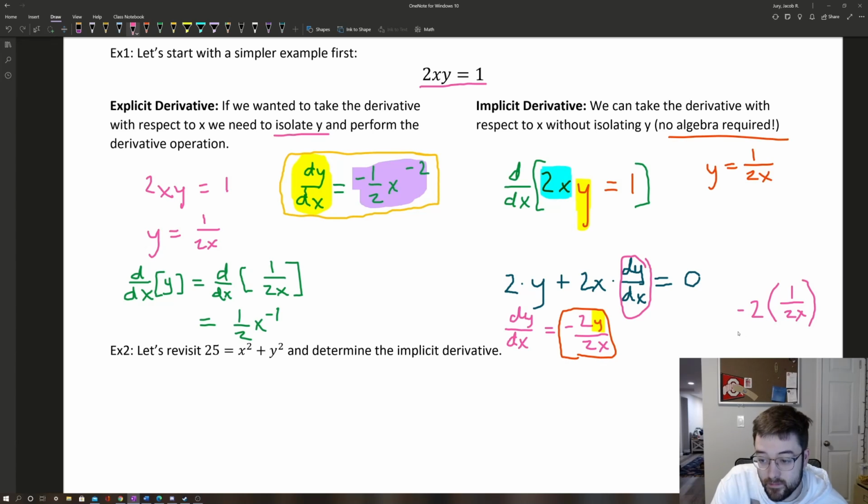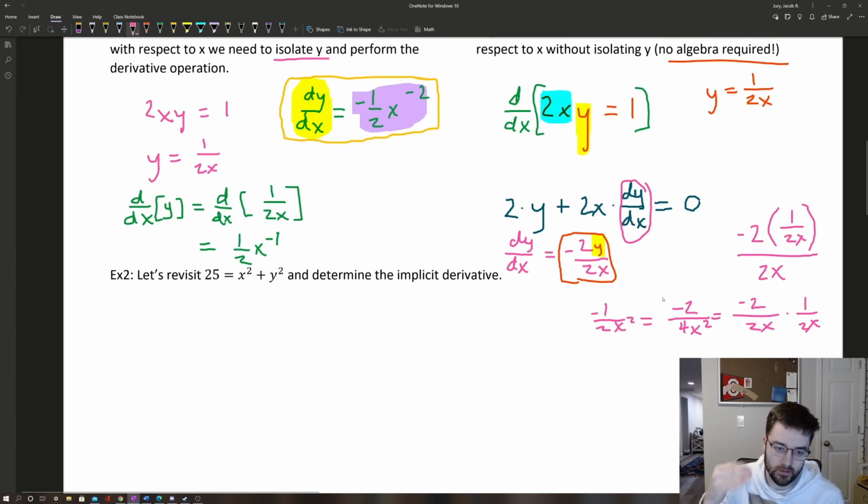In some of these cases down here, I'll show you how we're going to finish these, because they're going to be too complicated to solve for y. But you can see that this is actually going to be negative 2 over 2x times 1 over 2x. So that's going to be negative 2 over 4x squared, which is negative 1/2 x squared in your denominator. So they're the same derivative, but we're going to leave the y variable in our solution, and I'll explain more about that as we do a couple more examples.